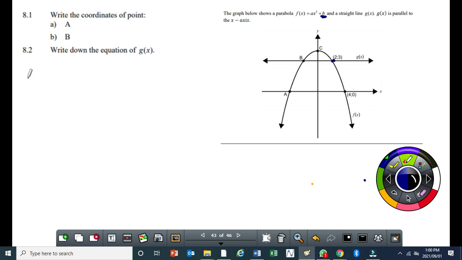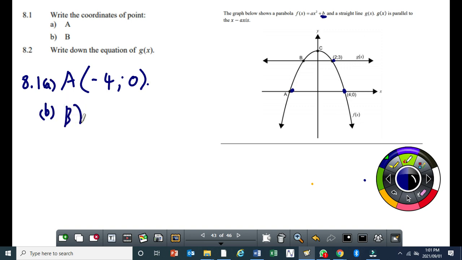Right, so 8.1, write the coordinates of point A. So point A is here, and there is a point there where x is 4. So since our y-axis is an axis of symmetry, the coordinates of A are going to be x equal to -4 and y equal to 0, right? Then the coordinates of B, which is this point here, right? We need to determine the coordinates of that point.